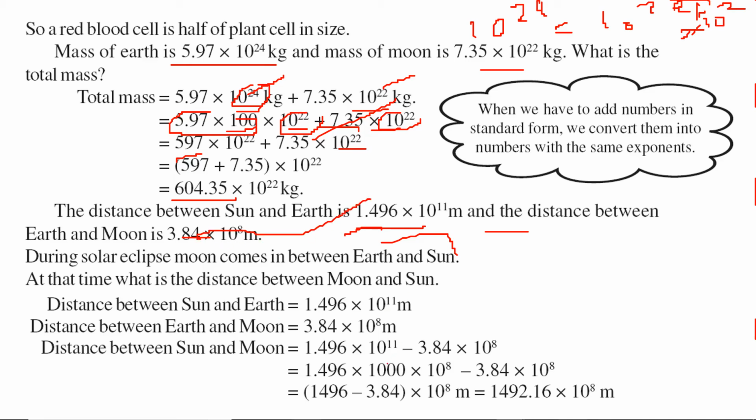So when we subtract, see, this is 10 to the power 11, 10 to the power 8. So we cannot subtract them. We have to make either this as 10 to the power 8 or this as 10 to the power 11. So it is easier to make 10 to the power 11 as 1000 into 10 to the power 8. So now take 10 to the power 8 outside and just take this 1496, means 1.496 into 1000 is 1496 minus 3.84, which is equal to this.